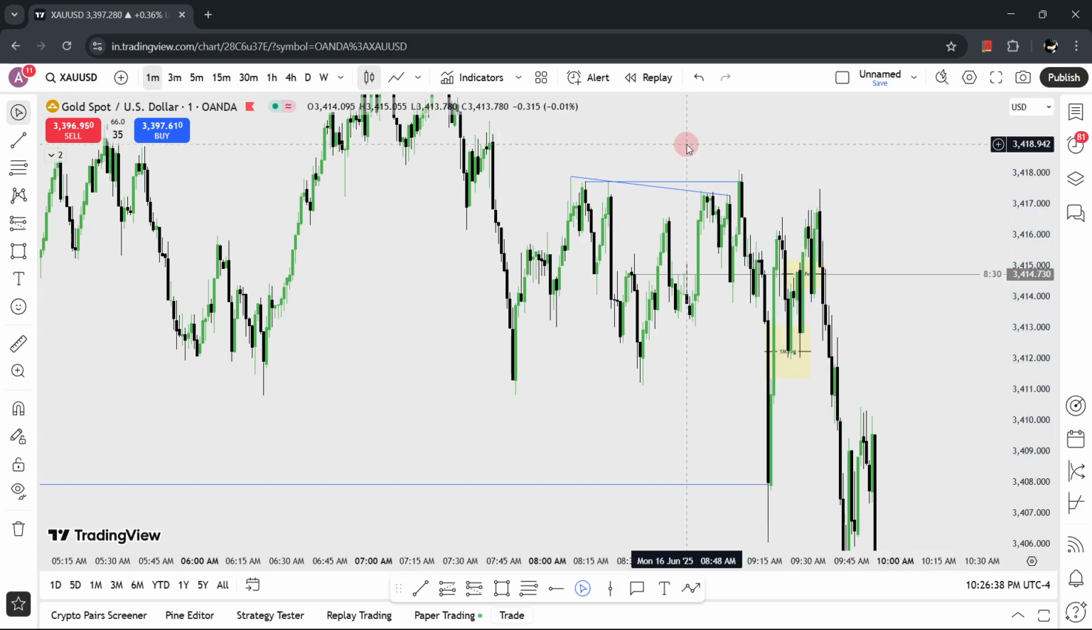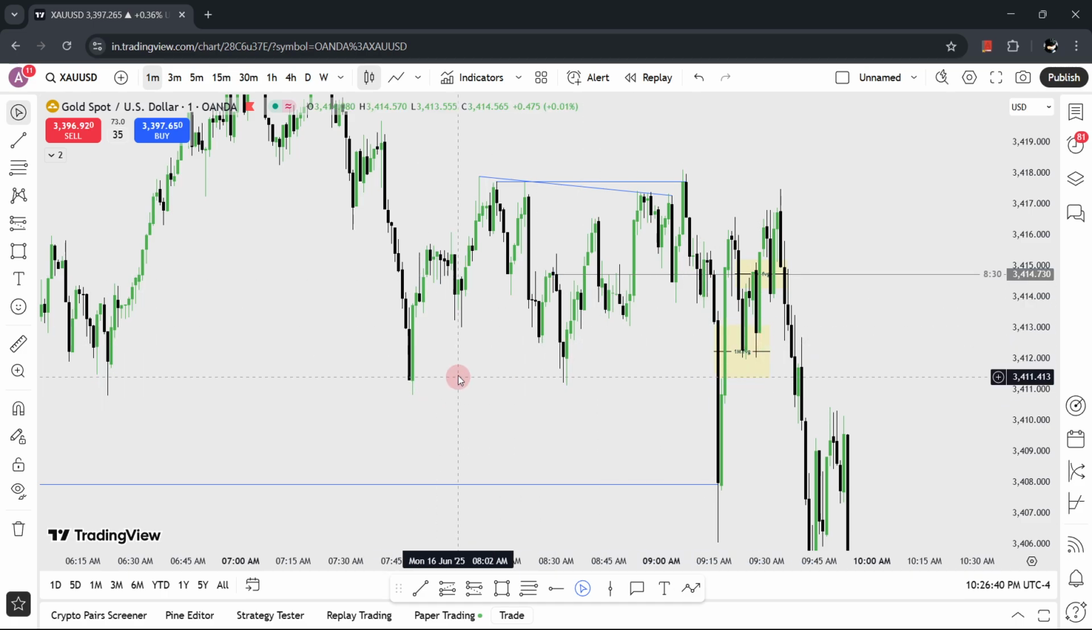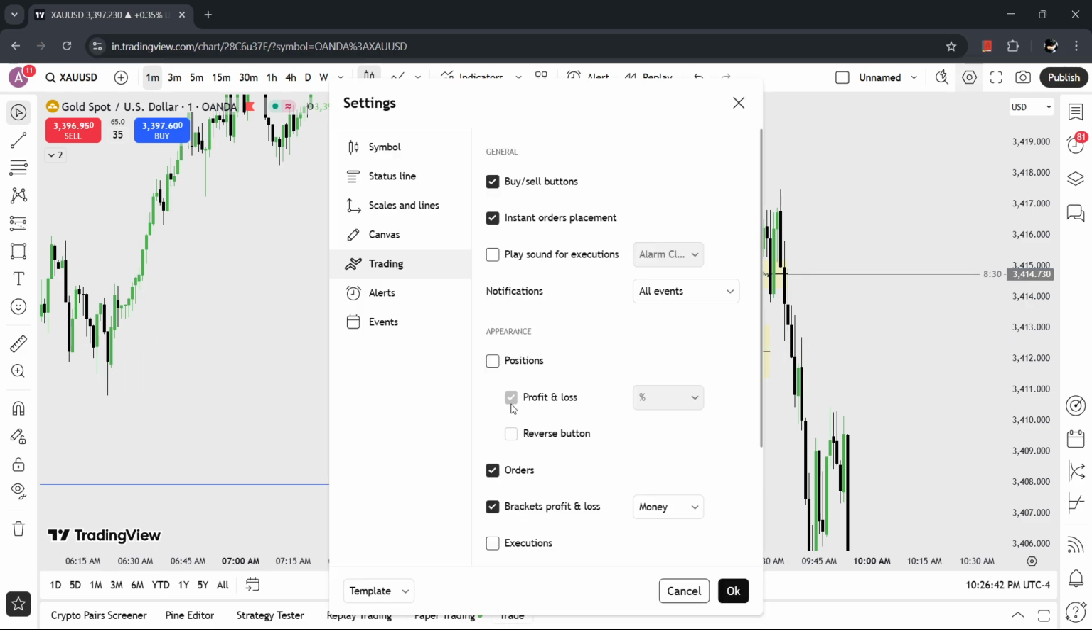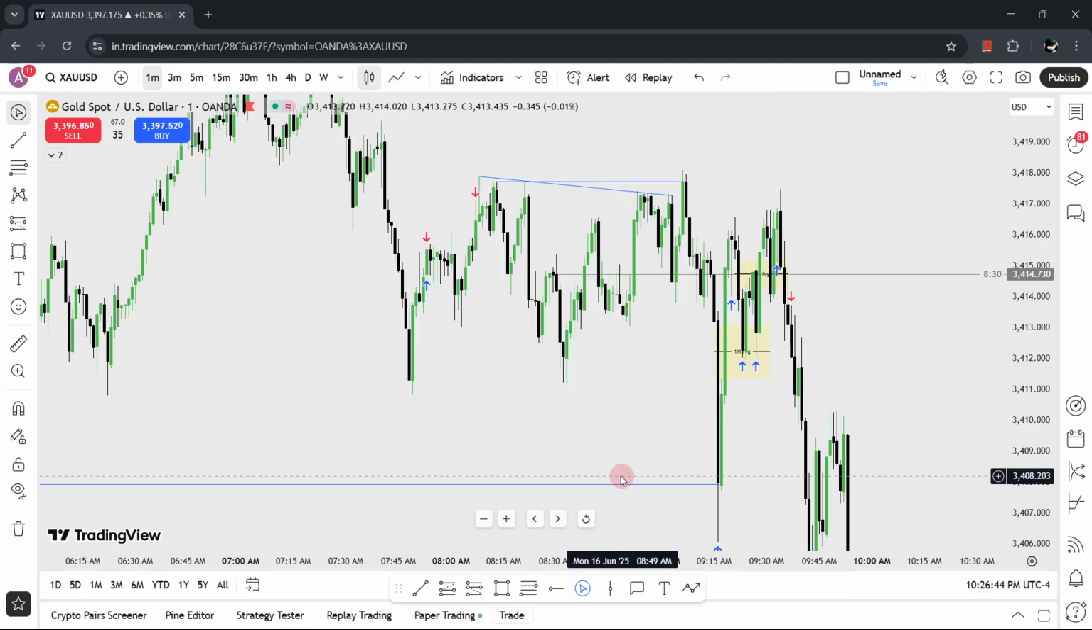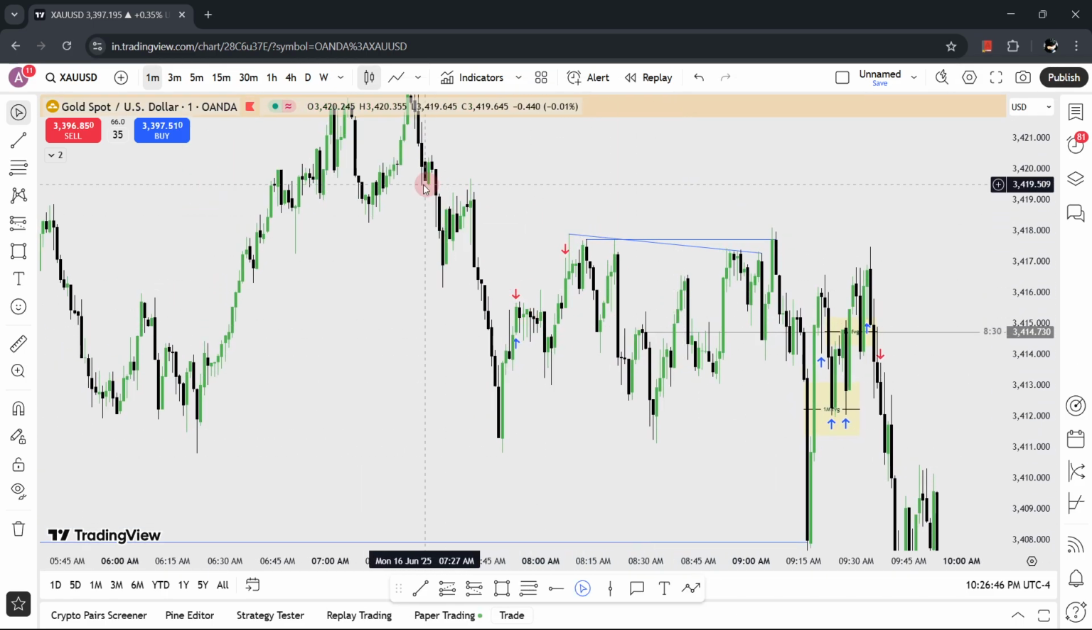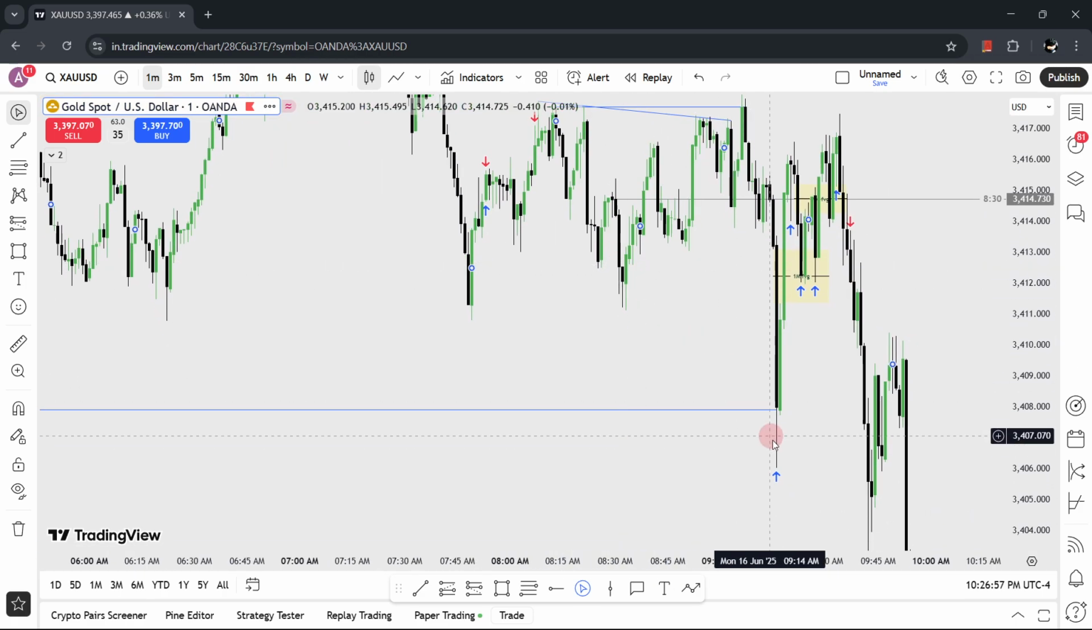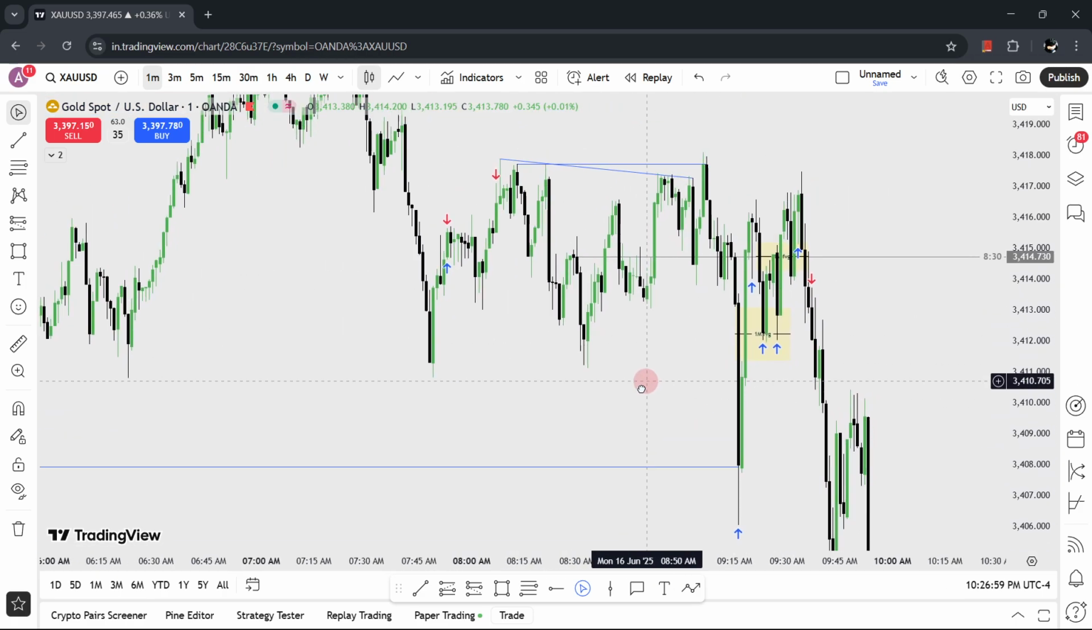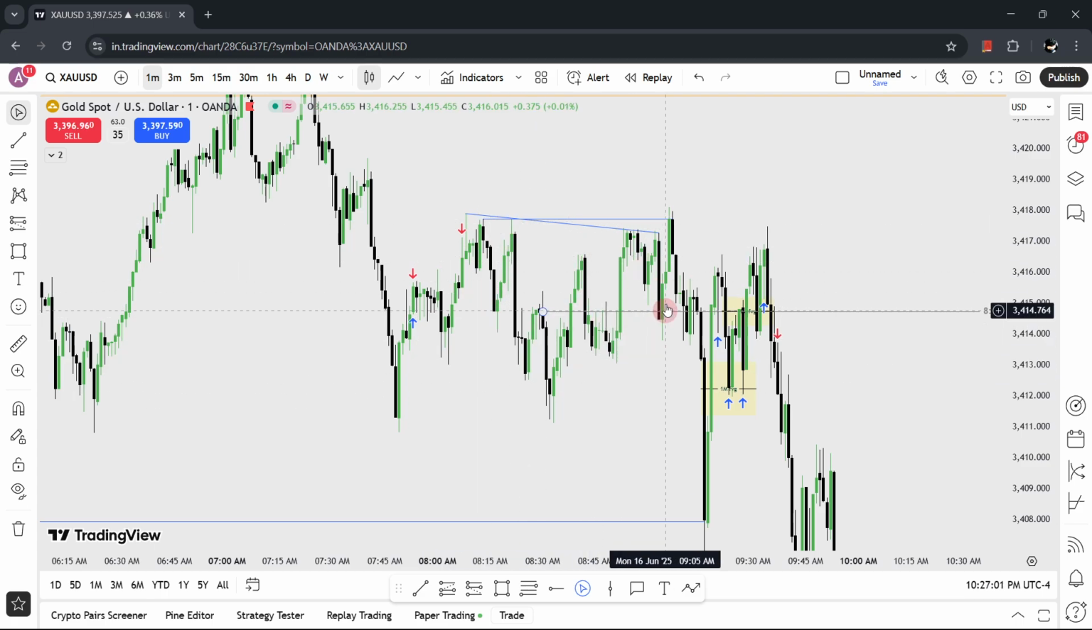I will show you the execution. No, I didn't enter from here. I entered from here. Sorry, this was, I think, a stop loss. I entered from here, made my stop loss here, and targeted this here. Everything happened. I didn't enter again from here. I just put my positions and went off.